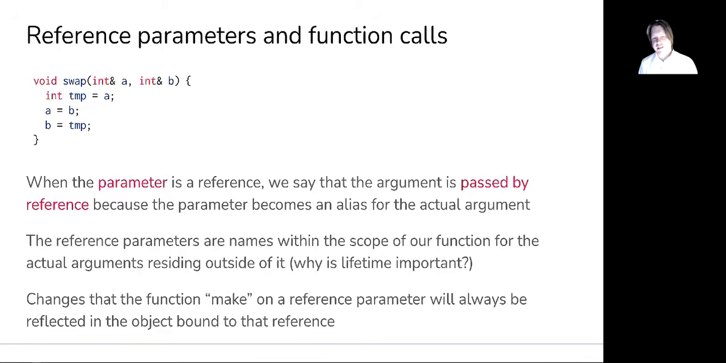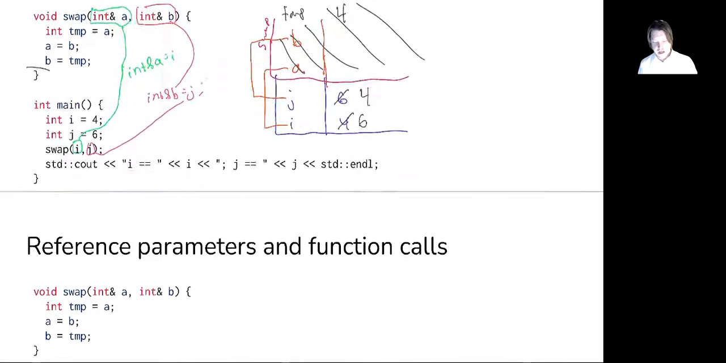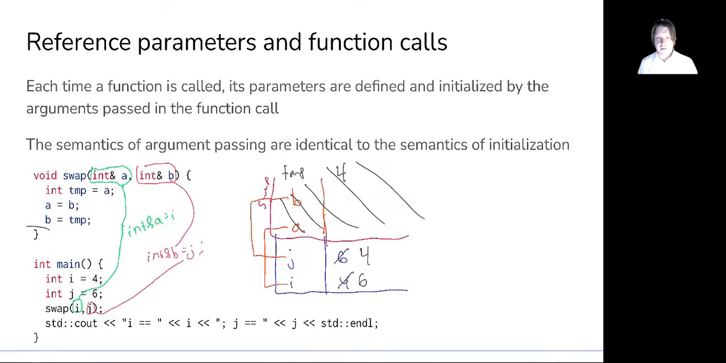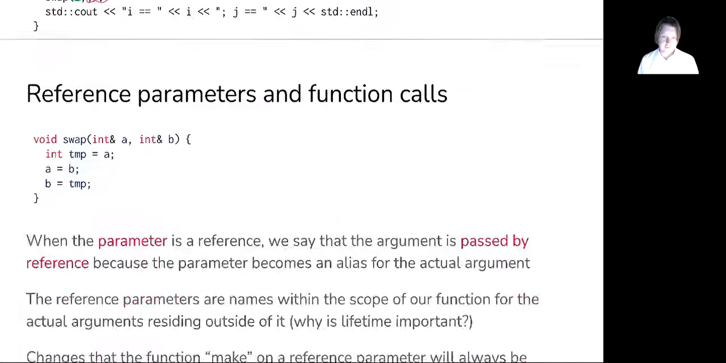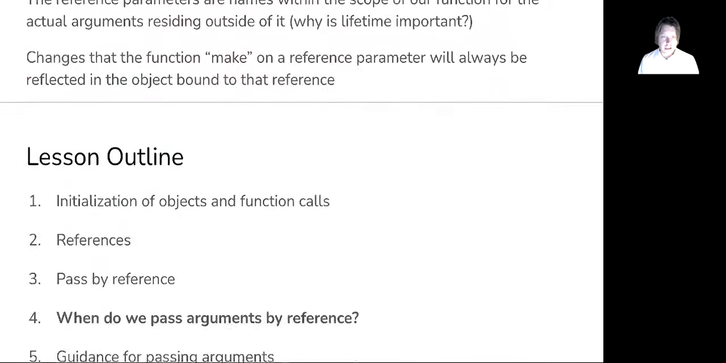Consequently, changes that the function makes on reference parameters will always be reflected in the object bound to that reference, just as we showed right here. And again, do not overcomplicate this. I know the ampersand looks intimidating, but all we're saying is a is a reference to an integer object. Which object? Well, when the function gets called, it's going to be bound to, in this case, i. a becomes another name for i. That's all it is. Any interaction with a is really interacting with i. And the same for b and j.